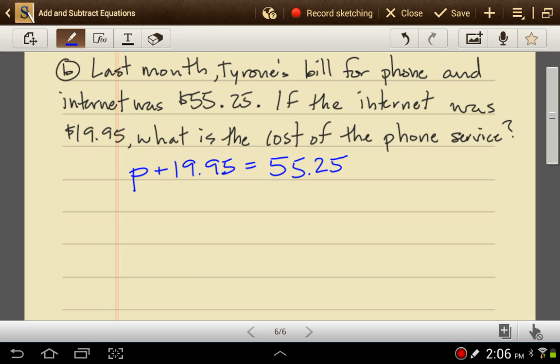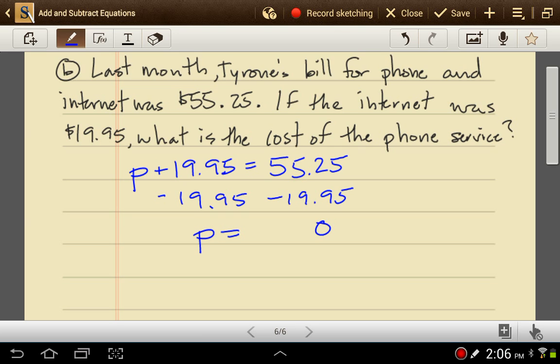Now, I'm going to solve this. Again, I'm adding up my phone and my internet service to equal my total cost. So now I'm going to subtract. So I'm going to subtract $19.95 from this side. I'm going to subtract $19.95 from that side. You can use your calculators to get this, but you're going to get P equals, all right, the 5s are going to become zeros there.